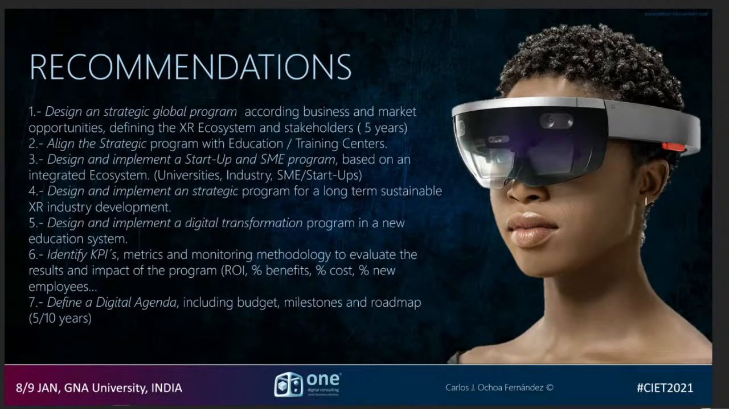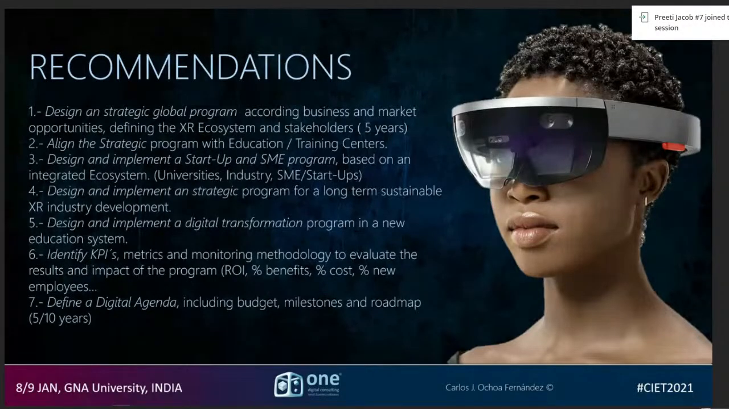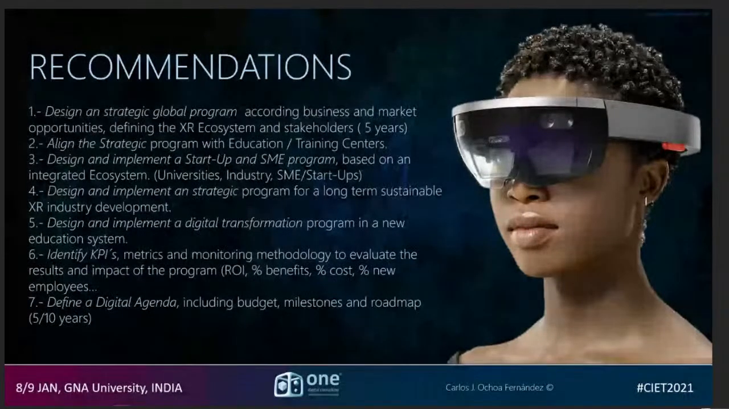This is happening very, very fast, and in the States and in Europe they are working very well in some countries. Design and implement a digital transformation program in a new education system, which is a must. We need to convince the governments that they are moving in the wrong direction. They only talk and talk and talk, but they are not changing the system. The system is changing by us, because of the situation, because of the pandemic.